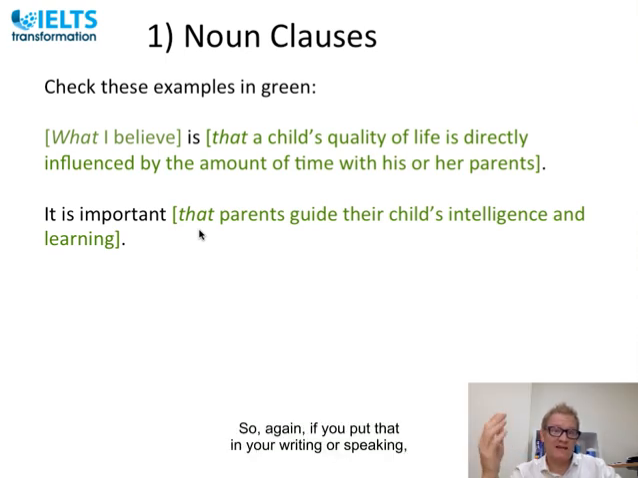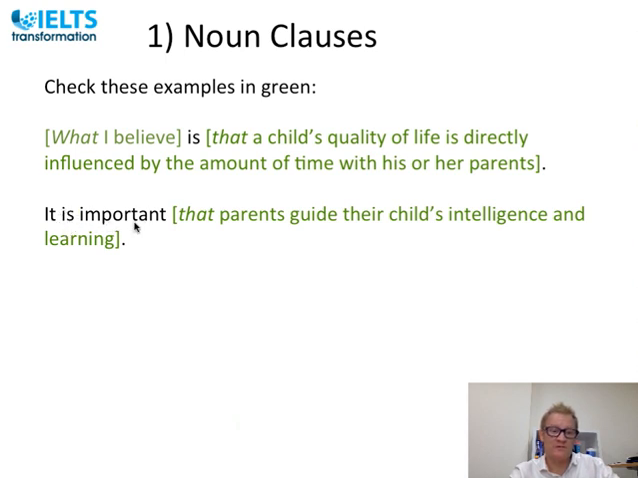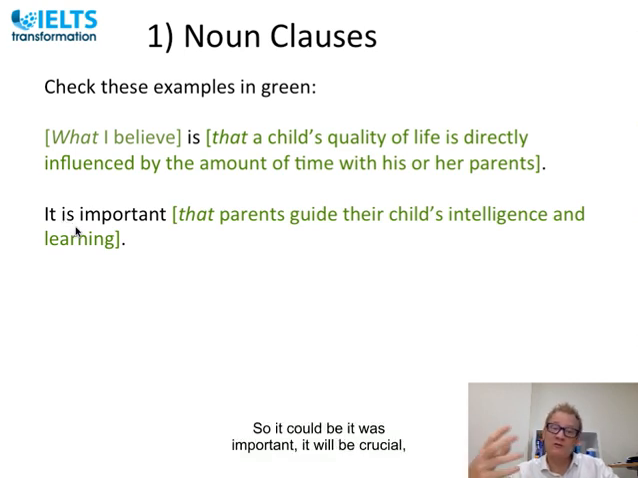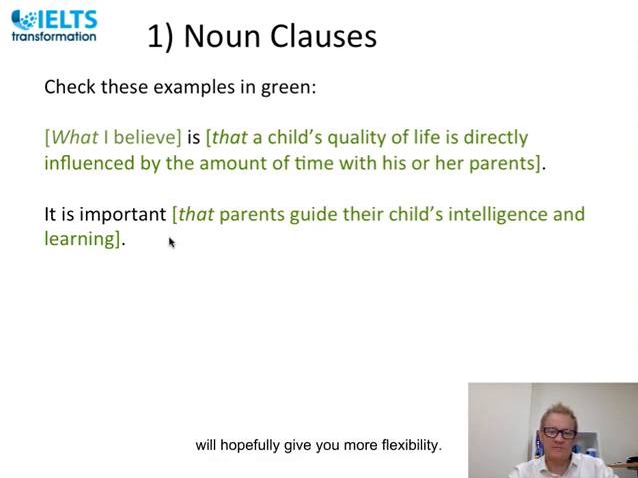So again, if you put that in your writing or speaking, that's going to be impressive. And so again, this is covered in more detail. It's it plus the be verb plus a complement, which is an adjective here. So it could be, it was important, it will be crucial, it has been vital that, all these different changes of tense, and we can change this word as well, will hopefully give you more flexibility. Again, we've got a detailed video on noun clauses, so watch that.